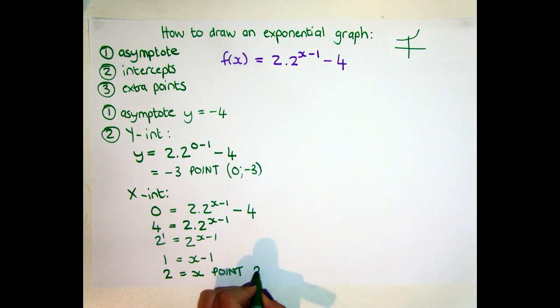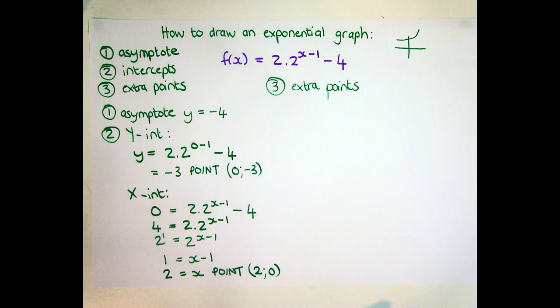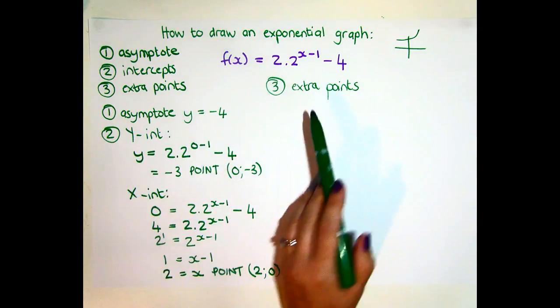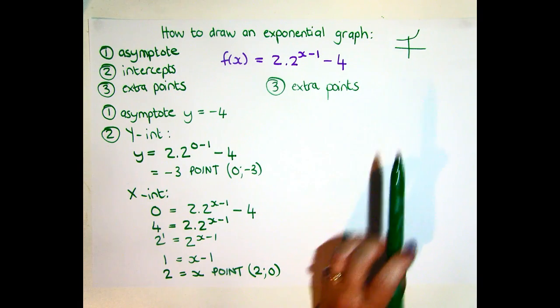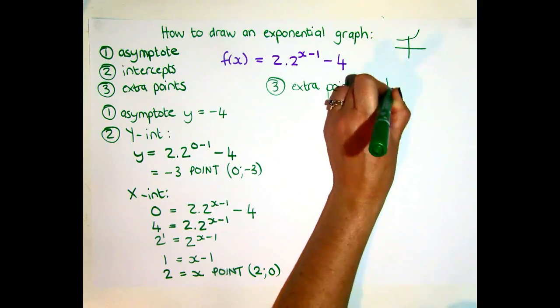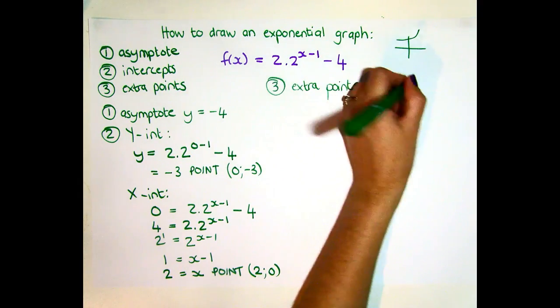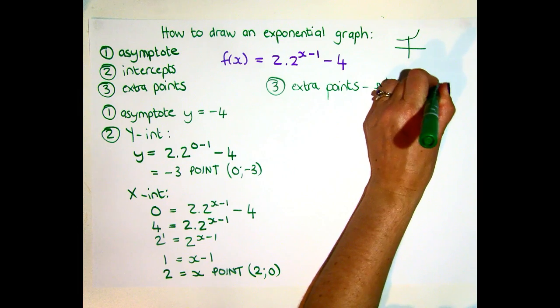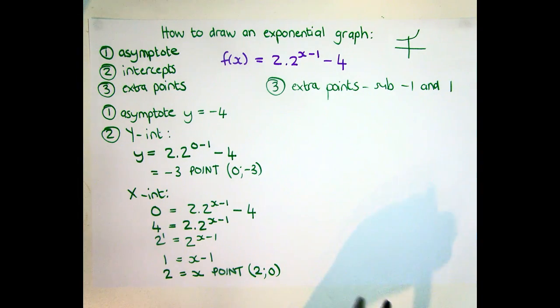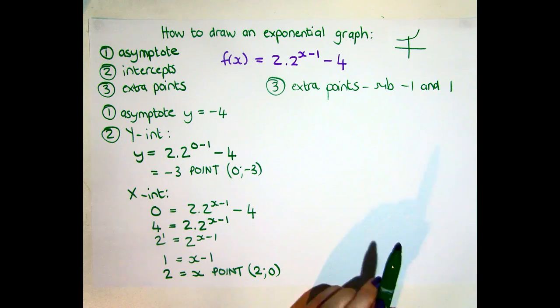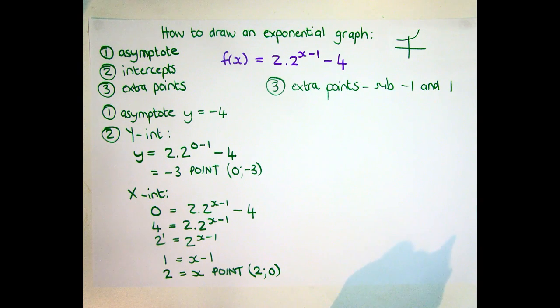So this is the point where x is 2 and y is 0. We need extra points to give the shape of the exponential function, because otherwise we're going to end up with just the 2 dots and the asymptote. It's quite difficult to estimate the shape, and in exams they always ask you for more points anyway. So your best bet here is we're going to sub in a negative and a positive. I'm going to start with negative 1 and 1. And if that doesn't help me draw the graph, then I'm going to try negative 2 and so on, just so that I can be sure I've got the right shape.